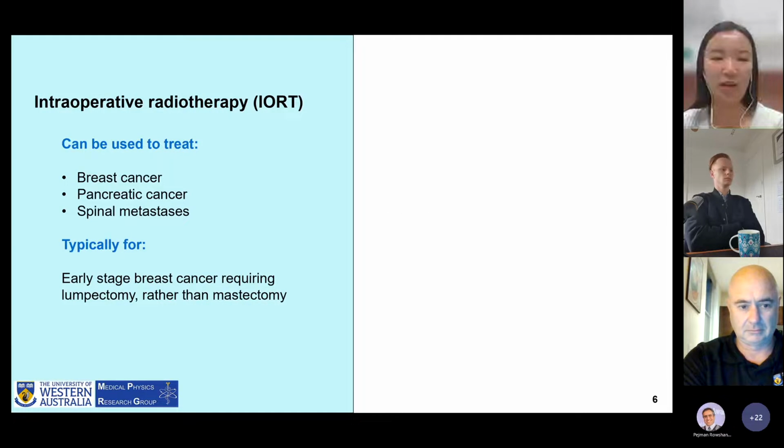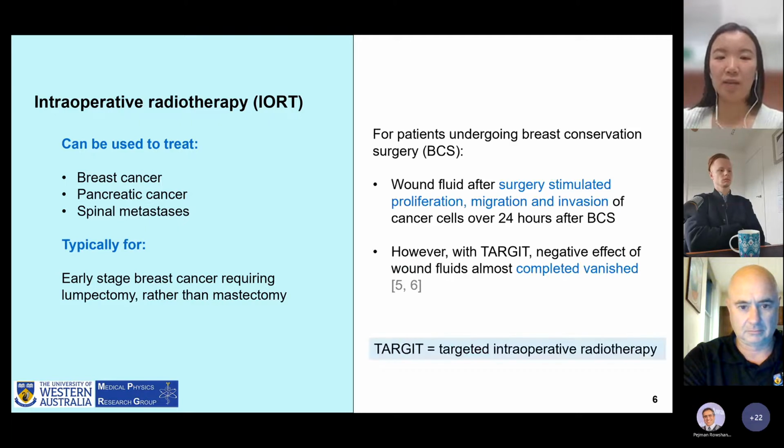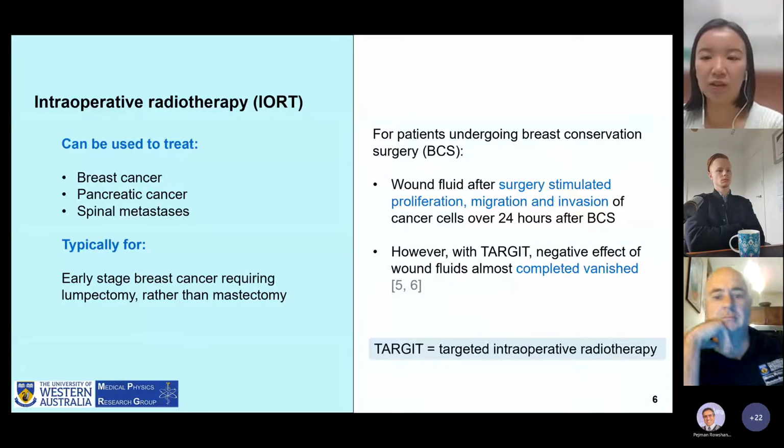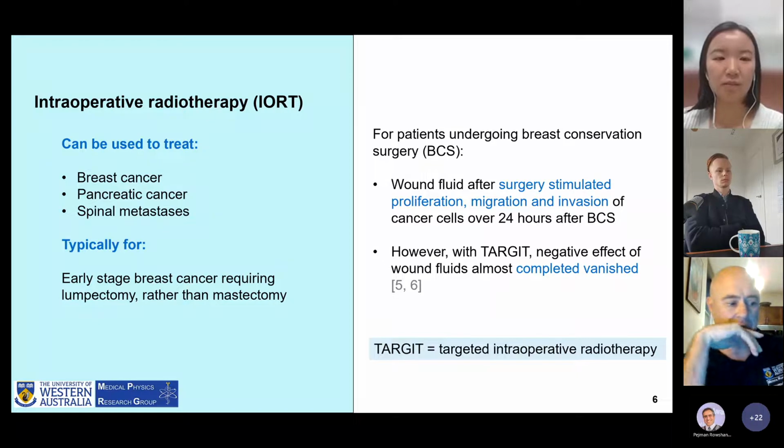It's normally used for breast cancer, pancreatic cancer, or spinal metastases, but most often for early stage breast cancer requiring lumpectomy. What's really interesting about IORT treatment is that for patients undergoing breast conservation surgery, the presence of a wound fluid after surgery stimulates proliferation, migration, and invasion of cancer cells. However, with targeted intraoperative radiotherapy, this negative effect of wound fluids is almost completely gone.